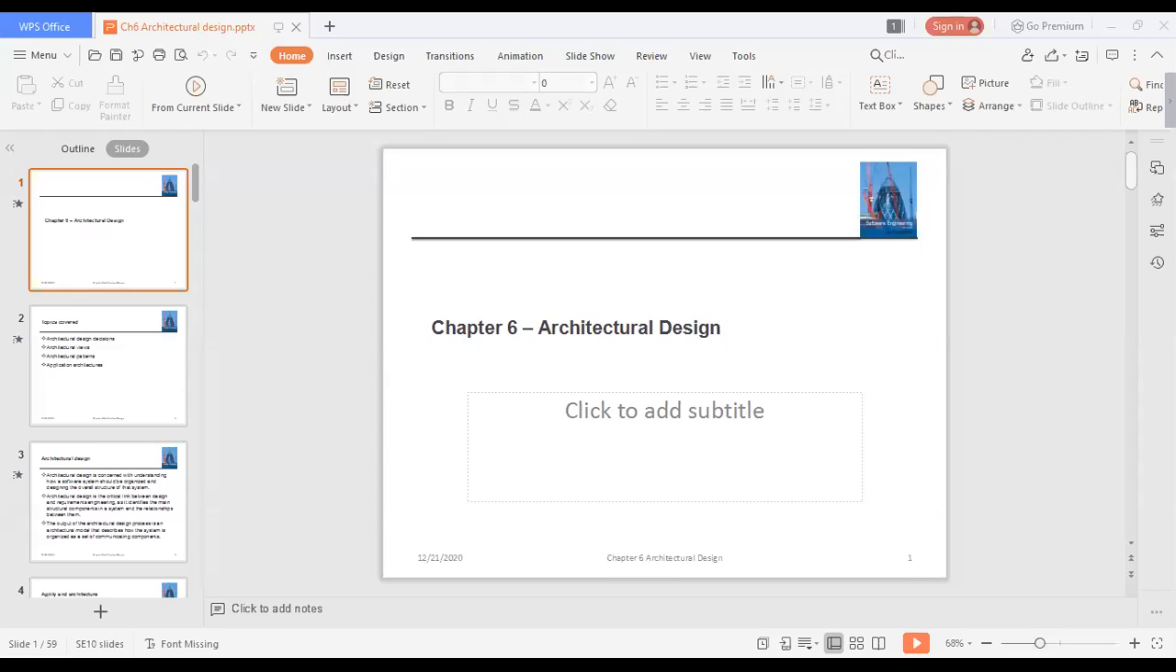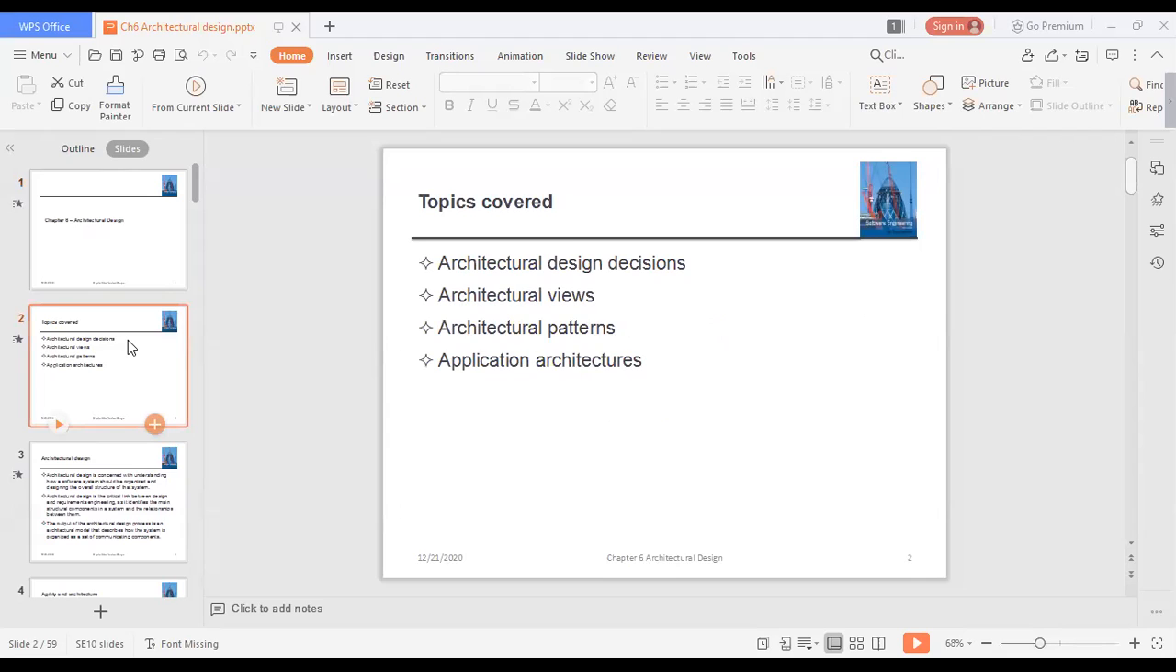Good. So, guys, today we are going to start structural design, chapter 6. In this, we are going to cover the architectural design decisions, architectural views, architecture seen in different views, architectural patterns, and application architectures. So what is actually architectural design?